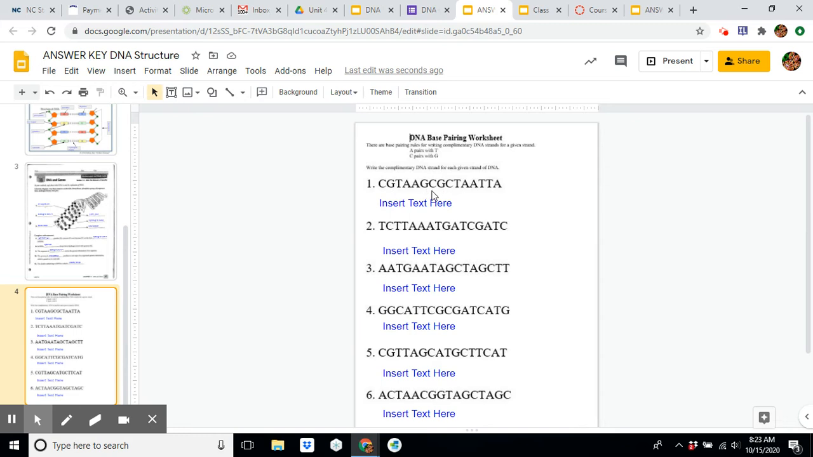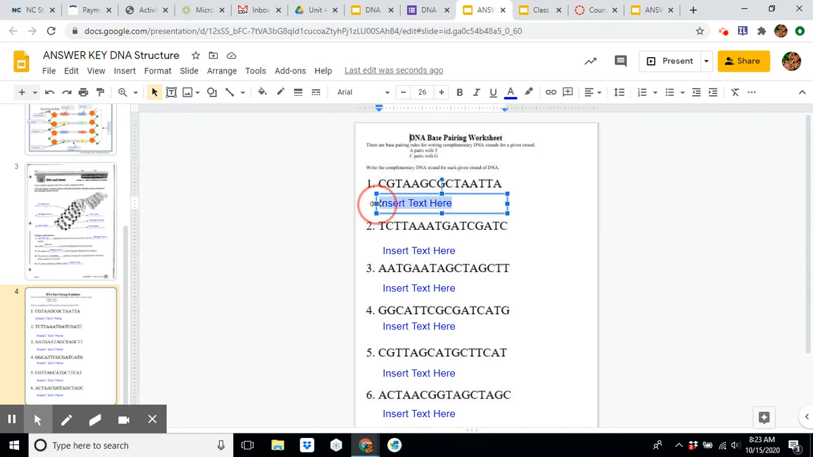So we're going to go DNA, and we're going to then type in the replicated DNA, the copy of it. Okay, so remember, C goes with G, G goes with C, T goes with A, A goes with T, G goes with C, C goes with G, G goes with C, C goes with G, T goes with A, A goes with T, T goes with A, T goes with A, and A goes with T.